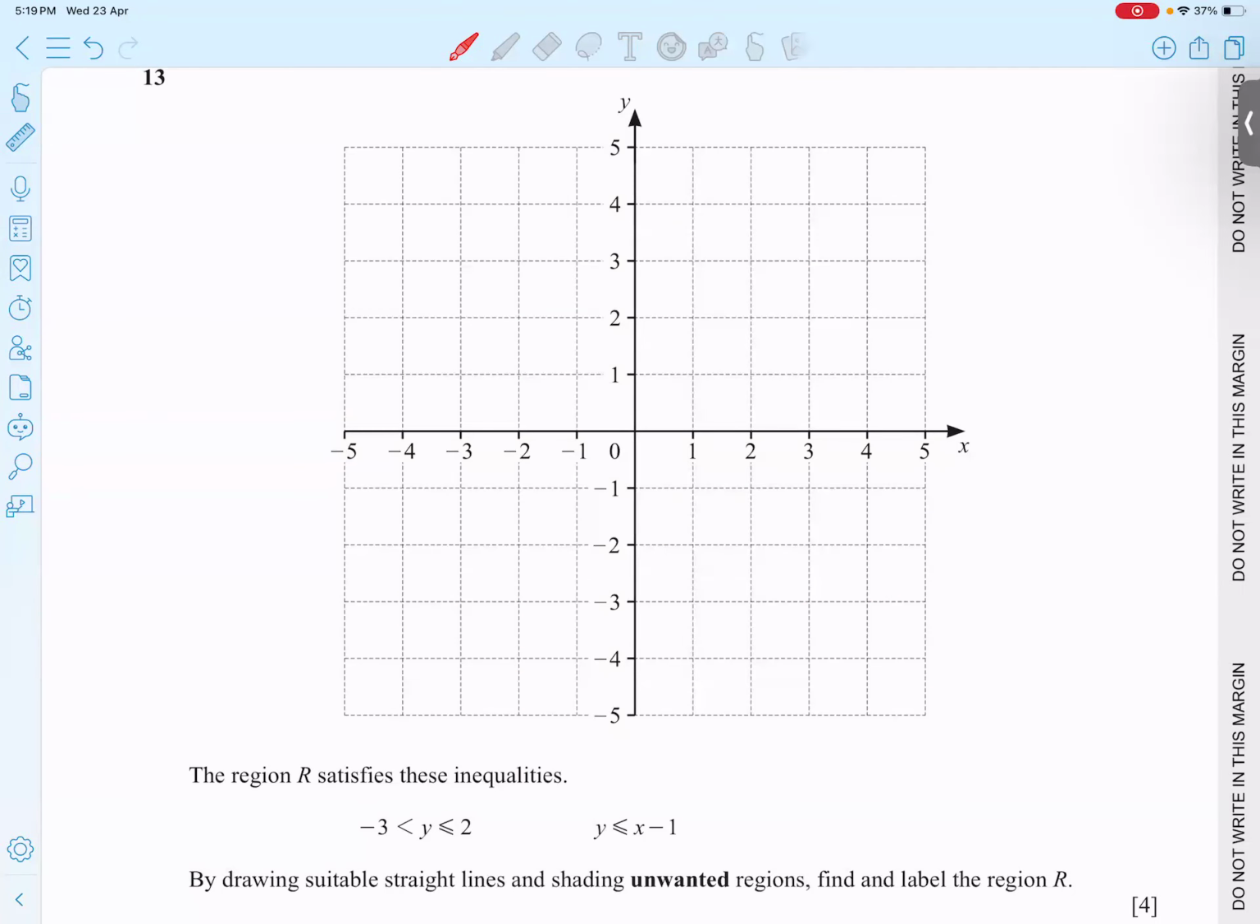Question number 13 we have. What is the question? It says region R satisfies these two inequalities. It says by drawing suitable straight lines, by shading the unwanted region, label region R.